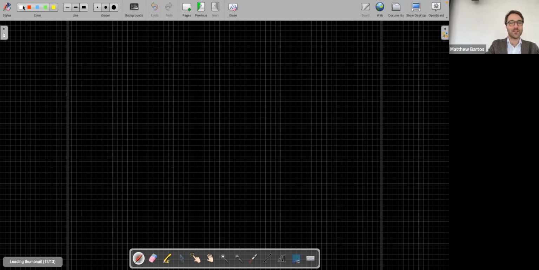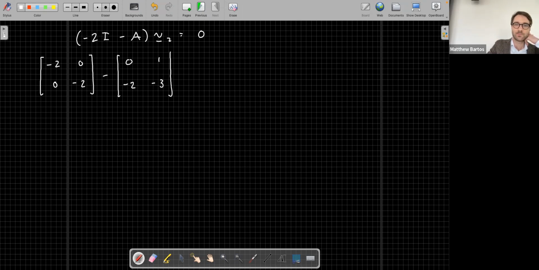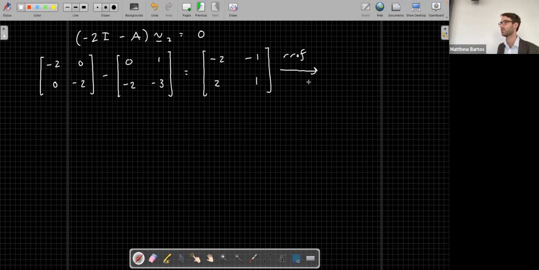Okay, let's take a look at the second eigenvector. What is our second eigenvalue? -2 times I minus A times V2 has to equal the 0 vector. So let's take -2, 0, 0, -2, minus A, which is 0, 1, -2, -3. This will give us -2, -1, 2, and -2 + 3 = 1. All right, so what's the rank of this matrix? This is also 1, right? So that means there is how many eigenvectors associated with this eigenvalue? Just 1, right?